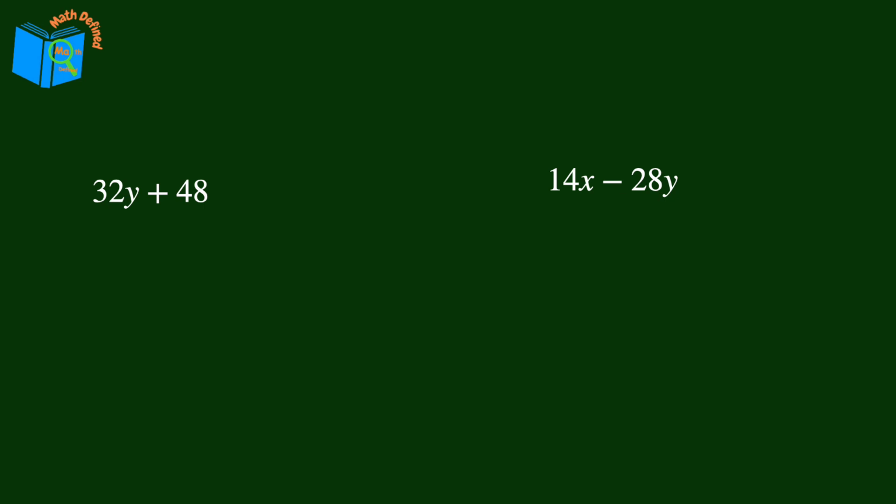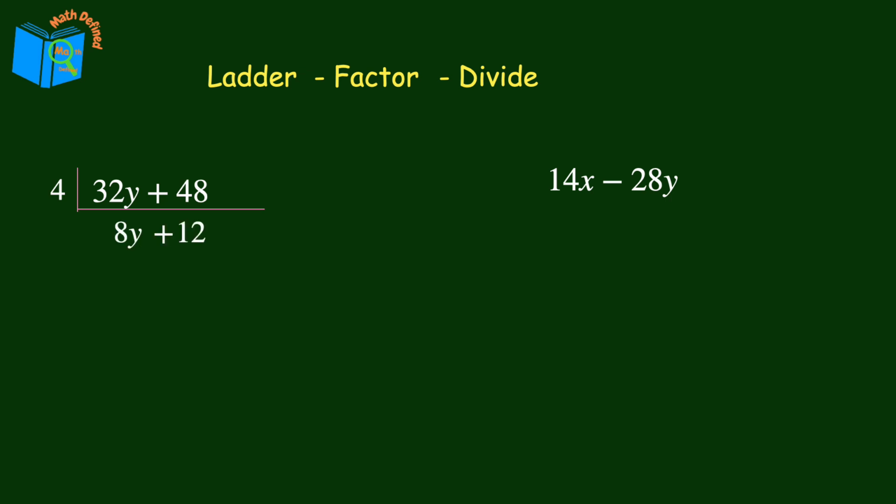Let's start with the expression on the left, 32y plus 48. First, we'll place it in the ladder, then look for any common or shared factor. It doesn't have to be the greatest common factor, just any shared factor. I'll choose 4. Then I'll divide each term in the ladder by 4. 32y divided by 4 is 8y, and 48 divided by 4 is 12.